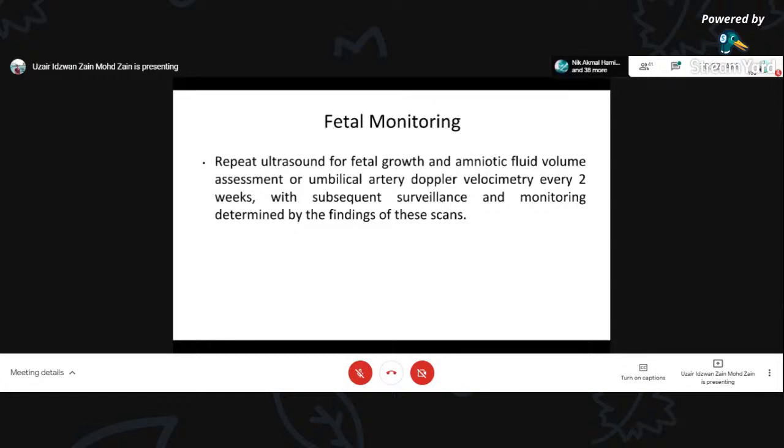IUGR is also a famous topic, but you've got to read about it because it usually comes out in either the final block exam or the professional exam. Usually IUGR comes out.